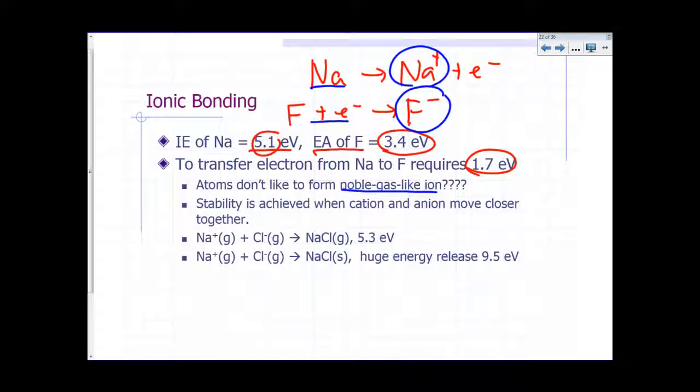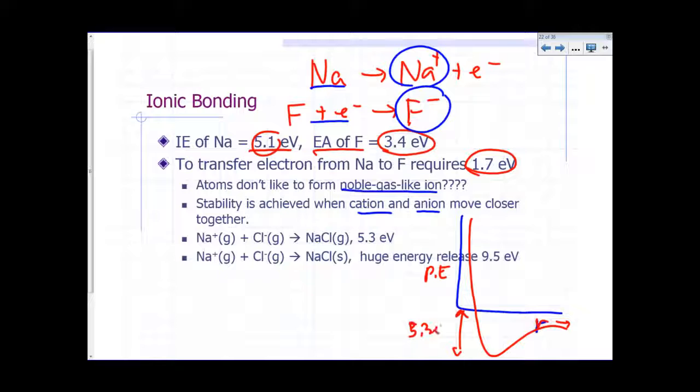Where does the stability actually come from? It is achieved when the cation and the anion move closer together. If you remember, you can plot potential energy versus the distance between two particles. So in the case of two ions, the typical plot would still look like this. This is potential energy versus distance. Distance here is r. And in fact, this well depth, we talked about this earlier in the semester, is about 5.3 electron volts.